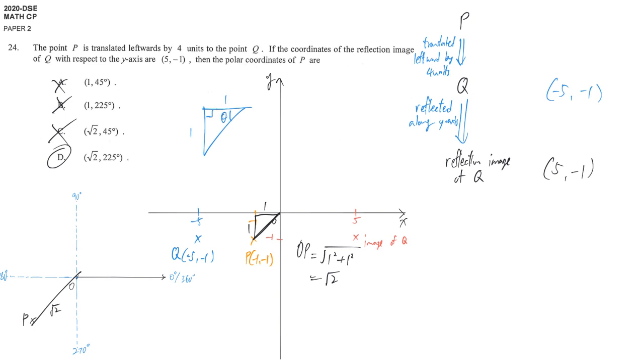Opposite and adjacent, of course, we are going to use tangent. Tangent theta equals 1 over 1. So theta equals arctangent 1. Therefore, we have 45 degrees. So it rotates 180 degrees and then we further rotate 45 degrees. So therefore we have 225 degrees.